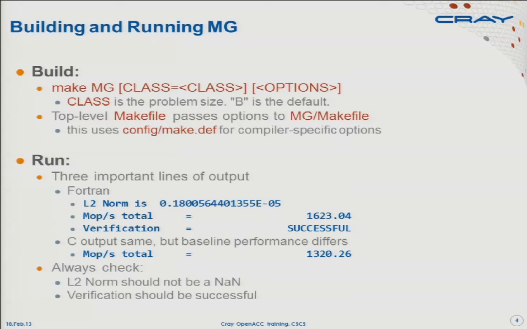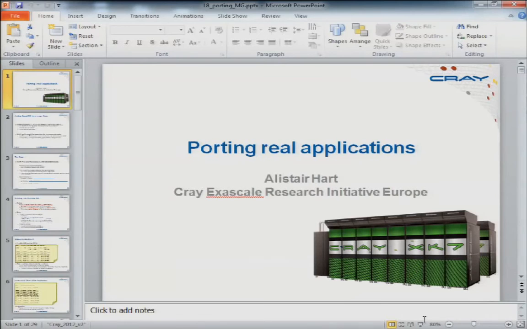So you compile the code for the CPU, you run it on one core, and then you look at what happens. There are 3 important lines in the output. It tells you what the L2 norm is. Basically, this is the correctness check. And it says if this is right or not. Very important, always check it says successful, and also always check that this has come out as a number and not a NaN. I've had cases where it's come out as a NaN and it still said it's successful. So check both lines.